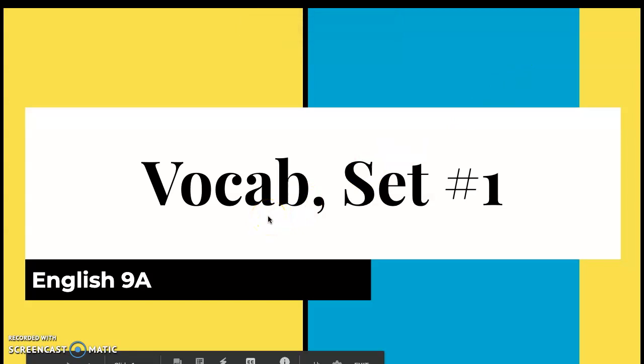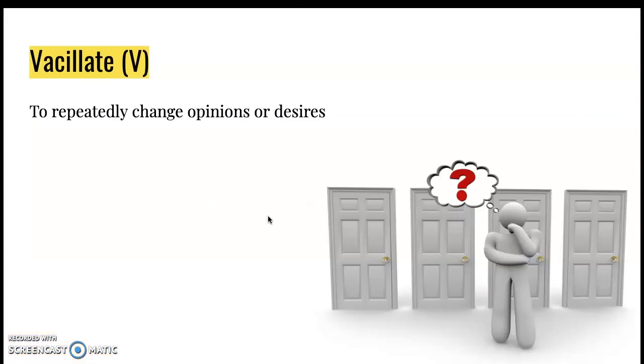And again, this is set number 1. Make sure you're writing this down in your packet or digitally on your Google Doc. And so your first word is vacillate, which is a verb. And this one means to repeatedly change opinions or desires.